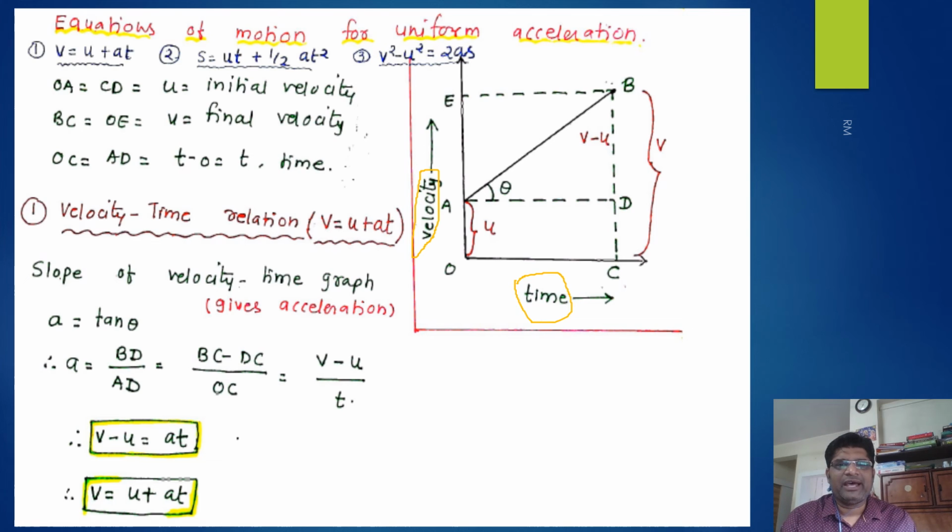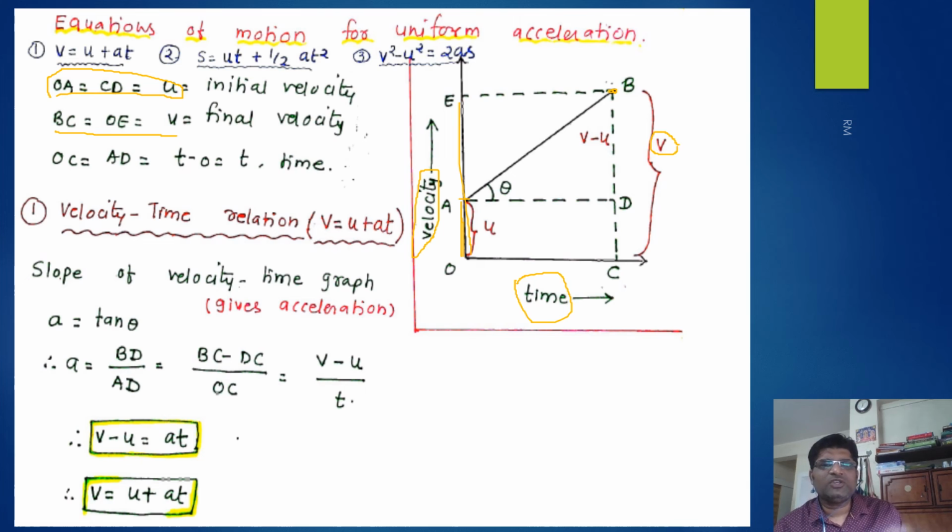OA, as it seems from the figure, so we have started our motion from point A. O is the origin, so OA here is the initial velocity. OA from the figure you can see is equal to CD, and that is equal to U. That's your initial velocity. Then after starting from A, you reach point B here. Then at B, V is the final velocity. So BC, which is equal to OE, is your final velocity V.